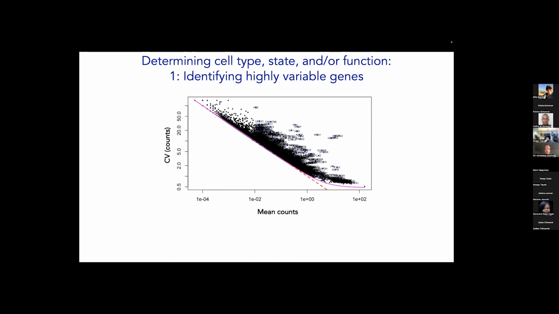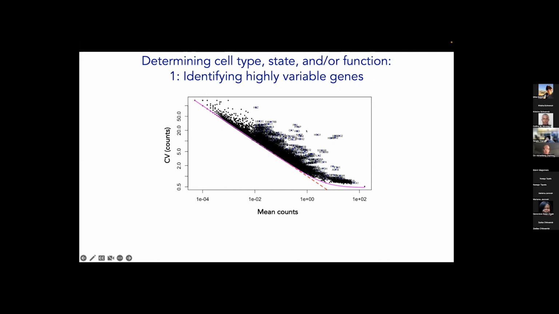And so here's a typical plot of how we do that. So these are all the 20,000 genes from a single cell experiment. And each of these dots is a gene. On the x-axis is the mean expression of that gene across all the cells. And on the y-axis is the coefficient of variation, which is the standard deviation divided by the mean. So what you can see is that there's this sort of background relationship between the mean and the coefficient of variation. And then there are genes that lie off of that.